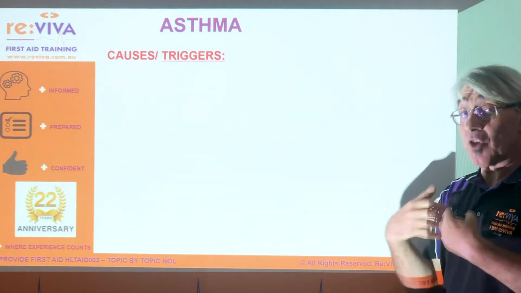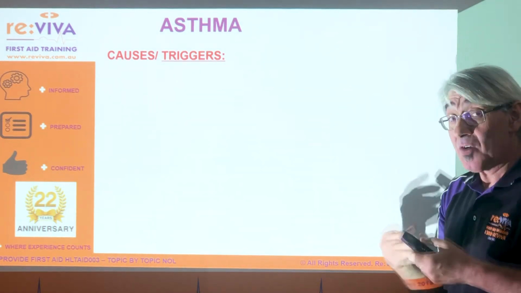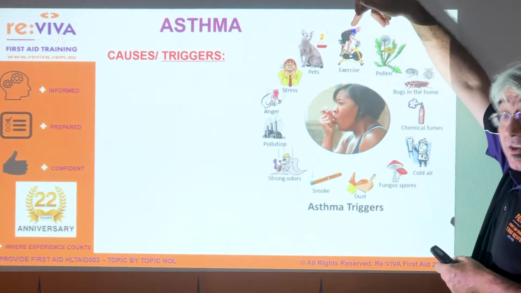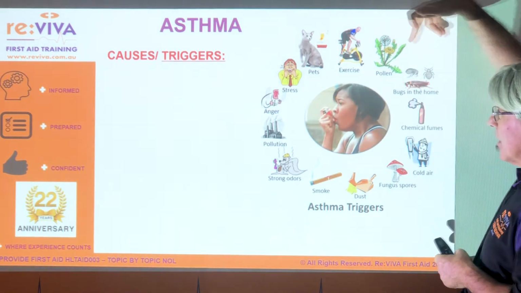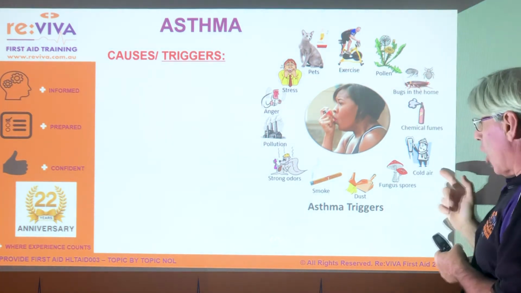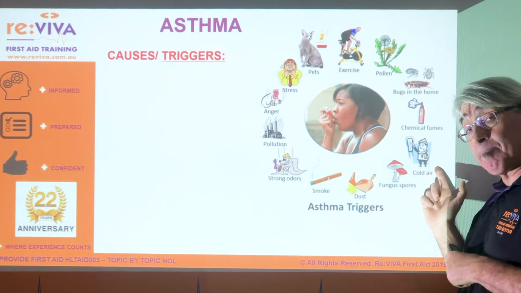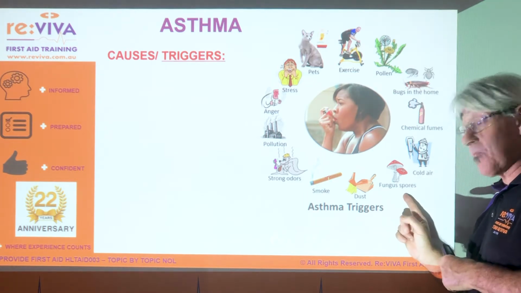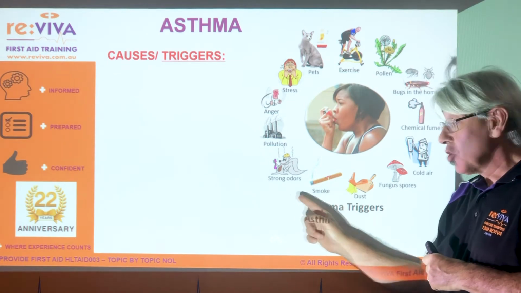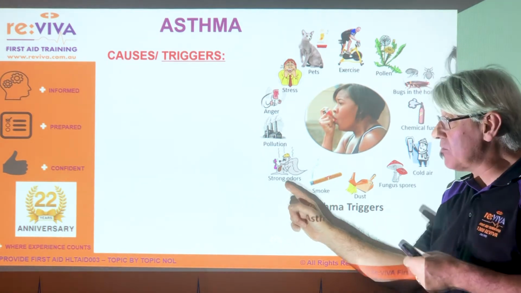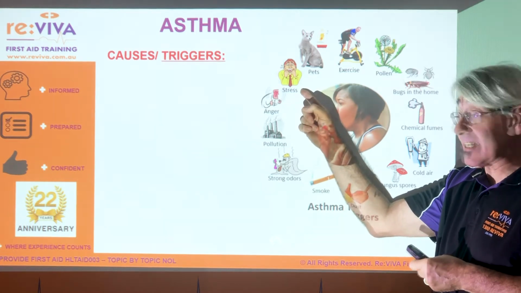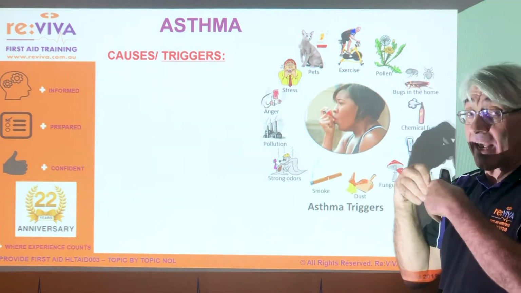It's important that you identify what the triggers are for an asthmatic. And they include the following: exercise, pollen, bugs in the home, chemical fumes, cold air or sudden change of temperature from one room to another, fungal spores, dust, smoke, strong odours or fumes, pollution, anger, stress, pets and their pet fur.